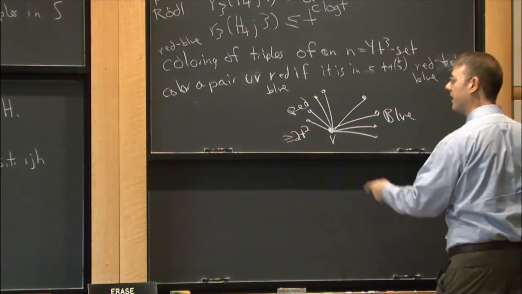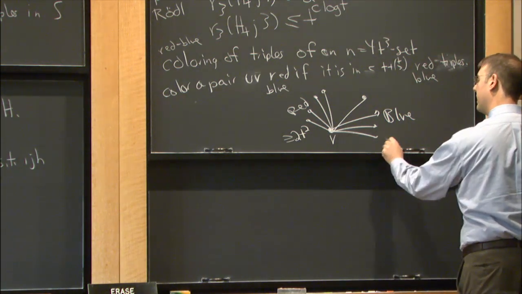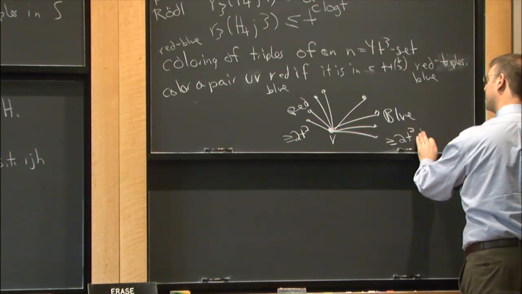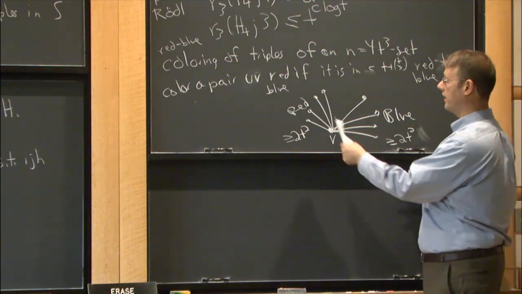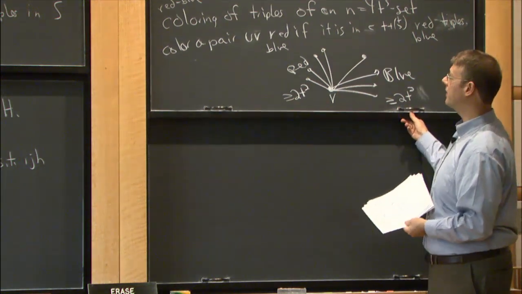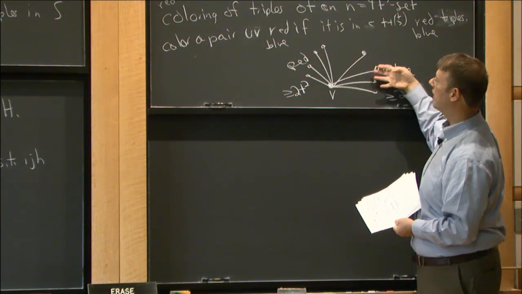It can't be in at least 2t squared red edges and at least 2t squared blue edges in the auxiliary coloring. And the reason for this is consider the edges going across.